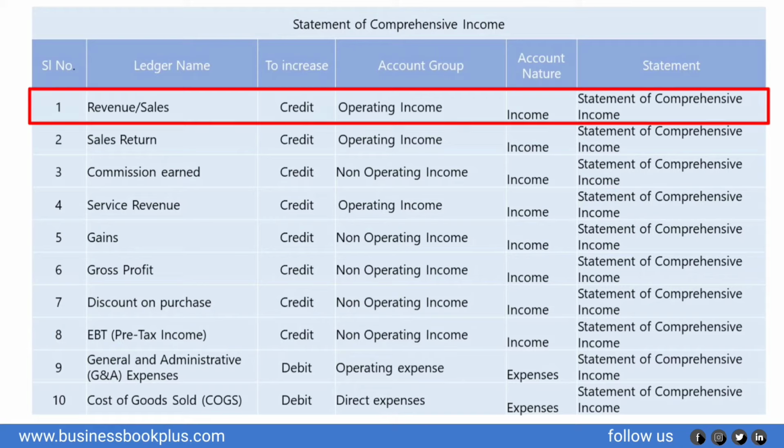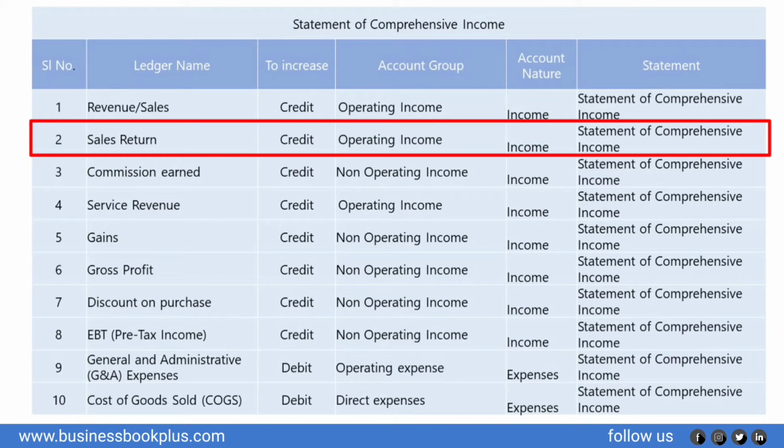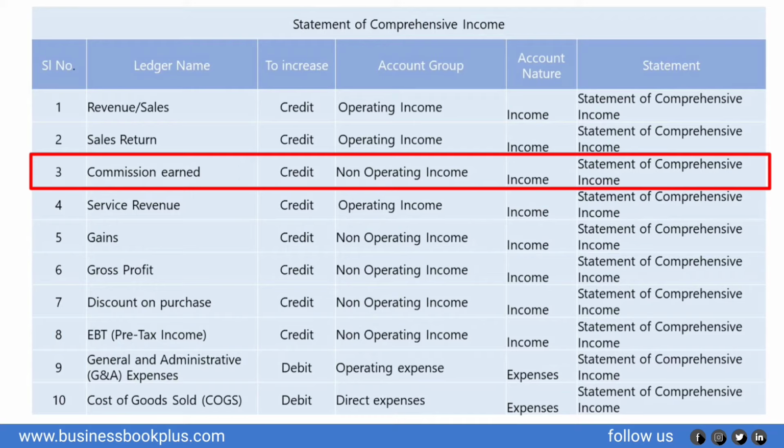Revenue or sales increases when credited. Account group operating income, account nature income, affects the statement of comprehensive income. Sales return increases when credited. Account group operating income, account nature income, affects the statement of comprehensive income. Commission earned increases with credit. Account group non-operating income, account nature income, affects the statement of comprehensive income.